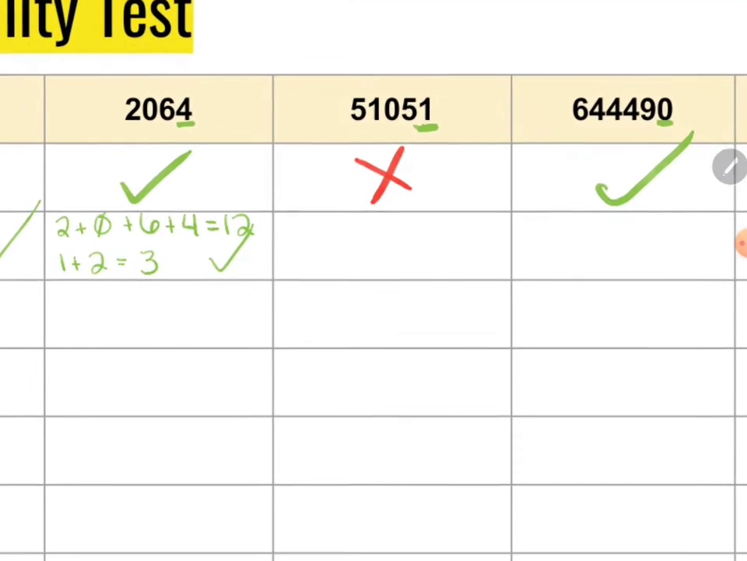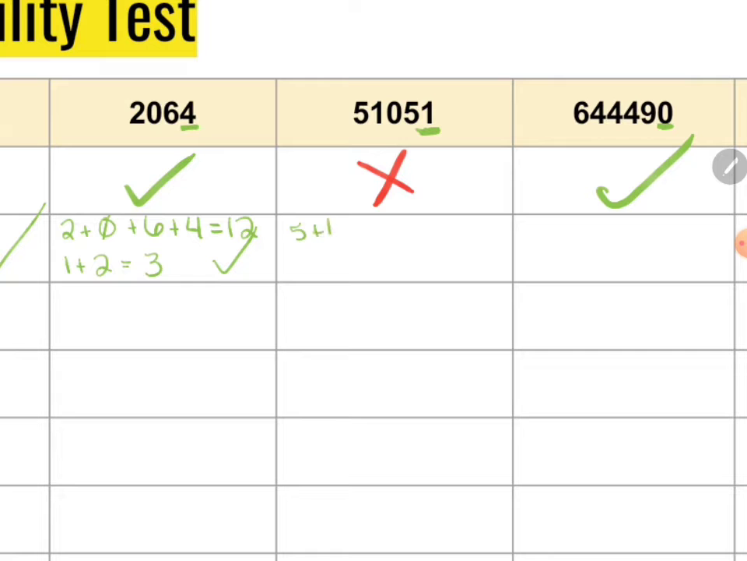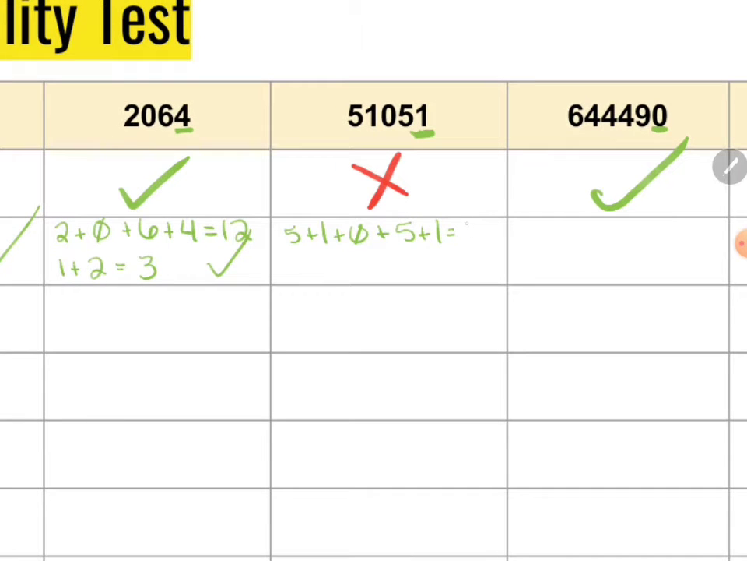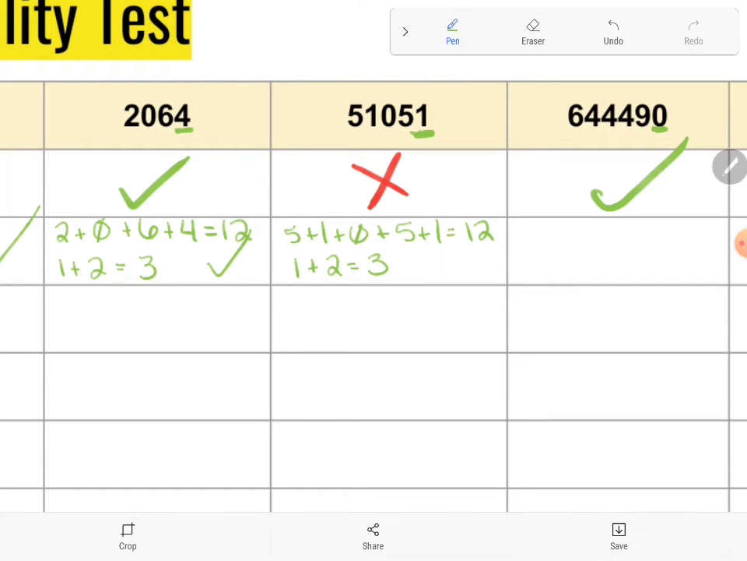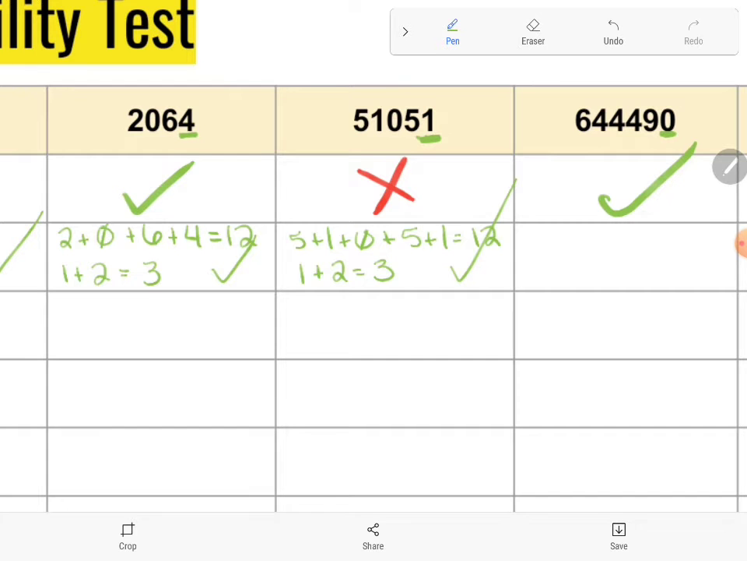Our next number, 51,051, we're going to add 5 plus 1 plus 0 plus 5 plus 1, which is going to give us the number 12. If you want to take that a step further, you can do 1 plus 2, and that will give us 3. But we already established in our last number that 3 is divisible by 3. So we will pop our check right there because it is divisible by 3.